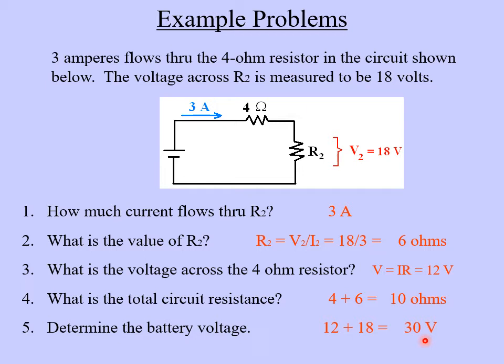Now there's another way to solve this one. We know that the total resistance is 10 ohms, right? This was 4 and we found this to be 6. So remember V equals IR, so I is 3 amps times 10 ohms, 3 times 10, also gives us 30 volts. So there's actually 2 ways to do the final problem there.